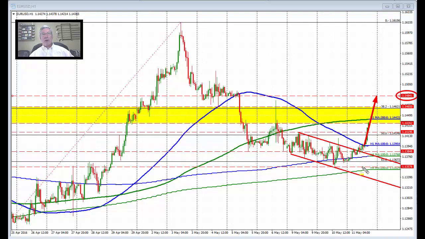So are you surprised that traders bought above the 100-hour moving average, probably risking around this much on the trade, this yellow area right here, for the potential to move up to this level right here? No, I'm not surprised at all. And that's what they did.